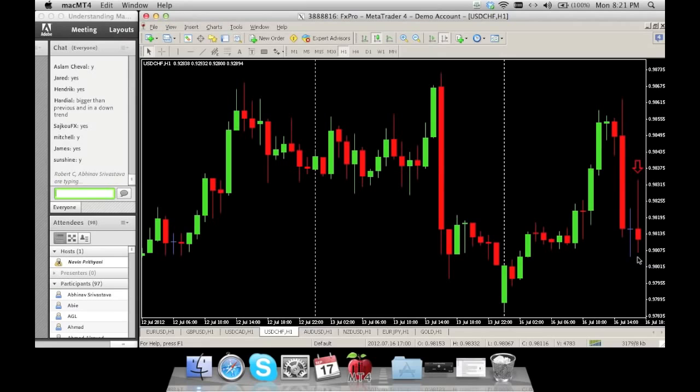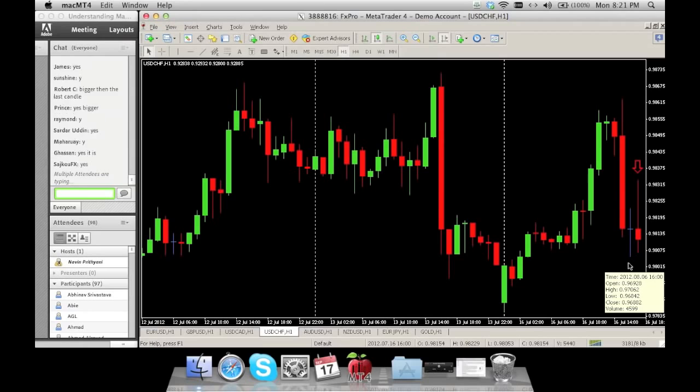Okay, second thing, is this current candle that we're looking at bigger than the previous candle? Okay, that's 2 yeses. Third question, is this an exhaustion, like an upside down exhaustion? Okay, third question is also yes. This is a trend continuation pattern.